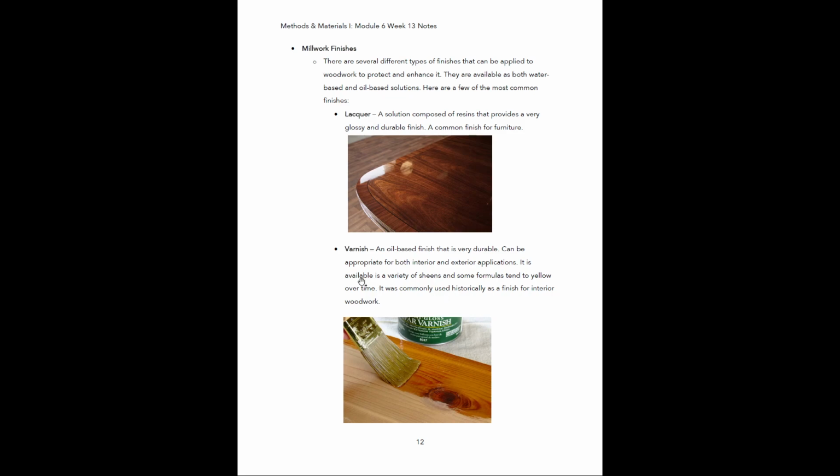This type of varnish finish is available in a variety of sheens, and some formulations of it will tend to yellow over time. So as this sits and gets older after it's been applied, over time it may tend to take on this golden or yellowish hue, but some do it more than others. It just depends on how it was formulated. This is a commonly used finish for historic woodwork. So a lot of older buildings and older houses, if you see that they have woodwork that hasn't been painted, usually they were coated with some type of varnish.